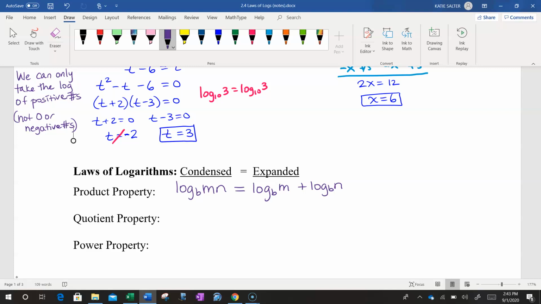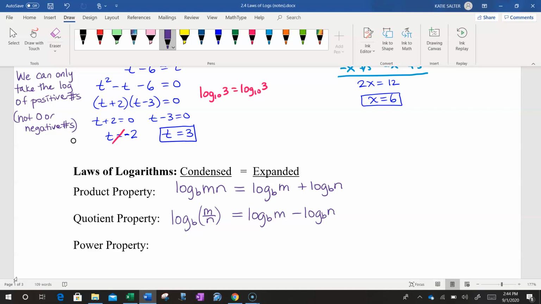So the next one is the quotient property. If we have log base b of m divided by n, that is equal to log base b of m minus log base b of n. And again, think about it. When we divide like bases, we subtract those exponents.